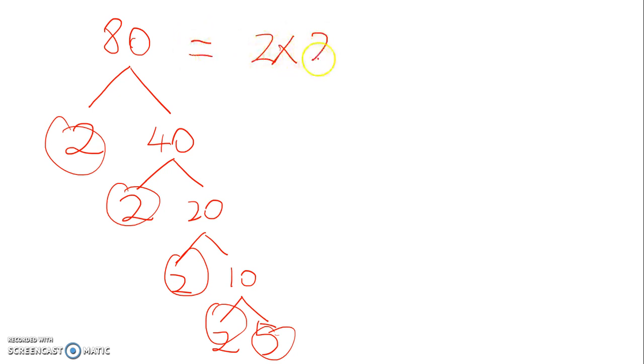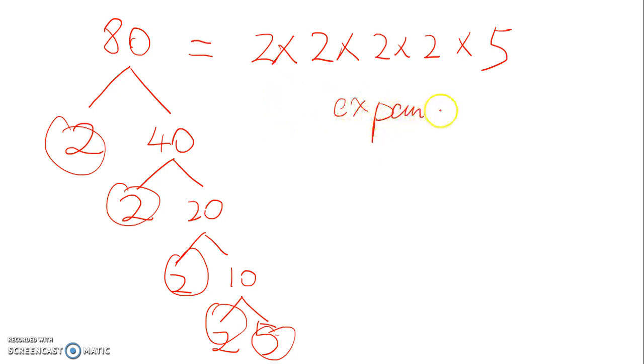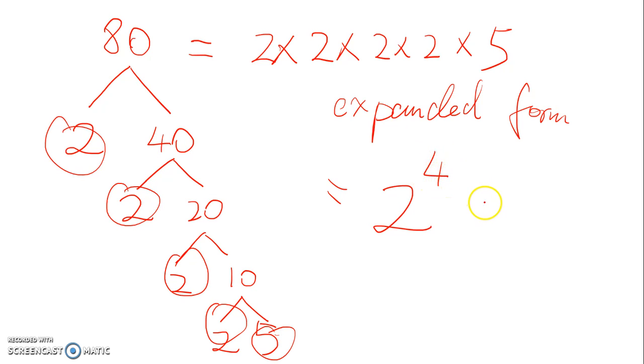Count the number of 2's, correct. 2 times 2 times 2 times 2 and times 5. Now, that is the expanded form. And that would also equal 2 to the power of 1, 2, 3, 4. 4 2's, 2 to the power of 4 times 5. Hence, the index form.